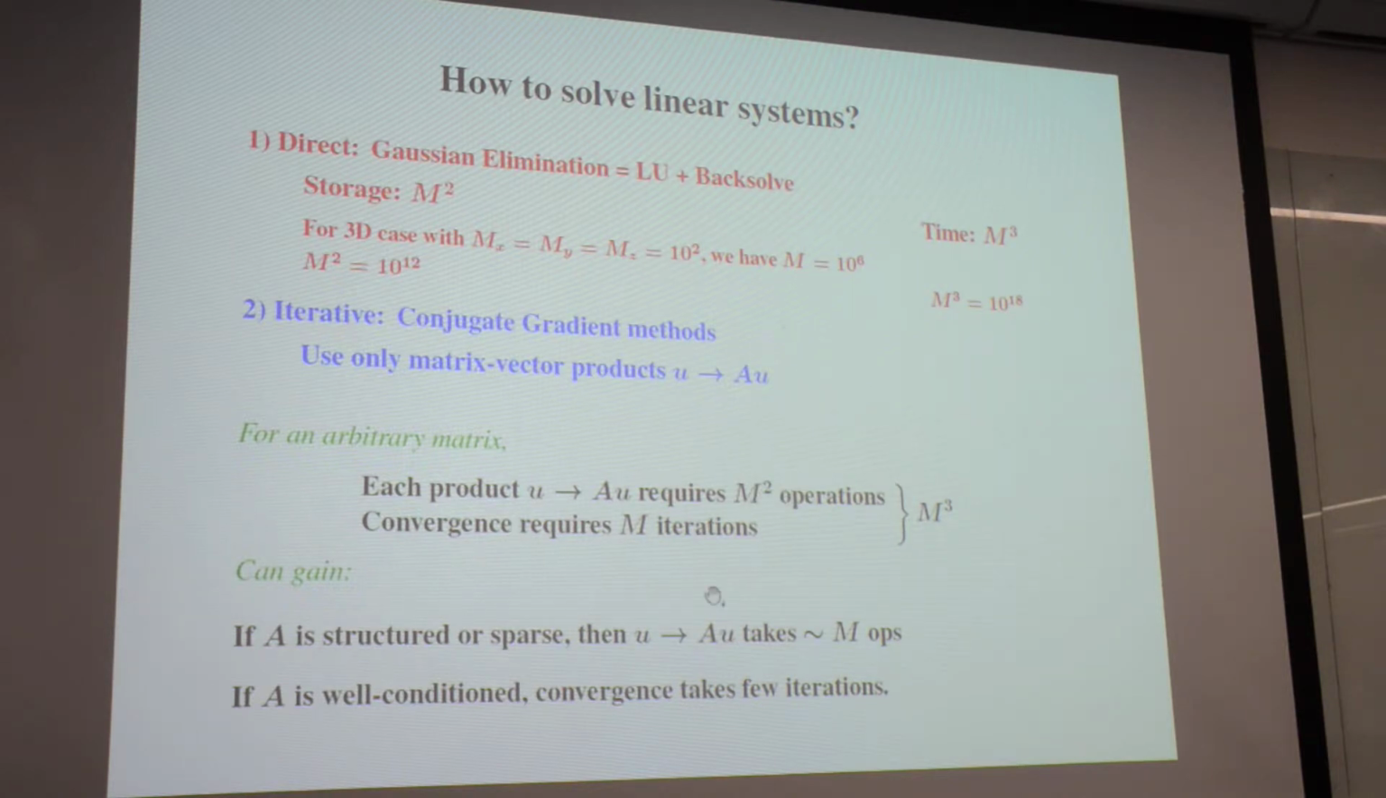The second point is that we need m independent directions, but maybe we don't. Maybe somehow or other, we generate the number of directions that we need pretty quickly for whatever reason. And that's called being well-conditioned. And we'll talk about that in just a moment.